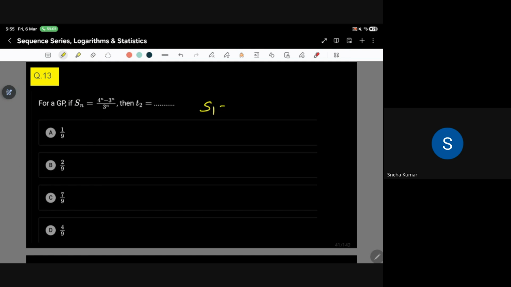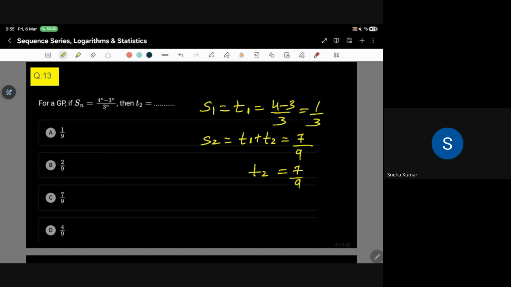So S1 is basically T1, which is 4 minus 3 upon 3, that is 1 upon 3. S2 is basically the sum of the first two terms. So 4 square minus 3 square upon 3 square. So T2 will be 7 upon 9 minus 1 upon 3.